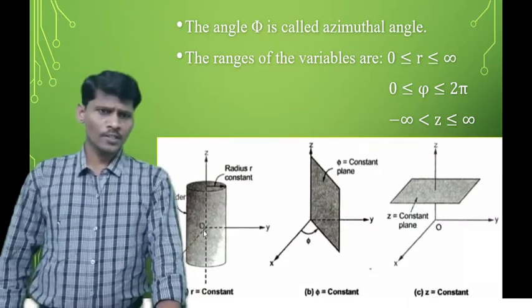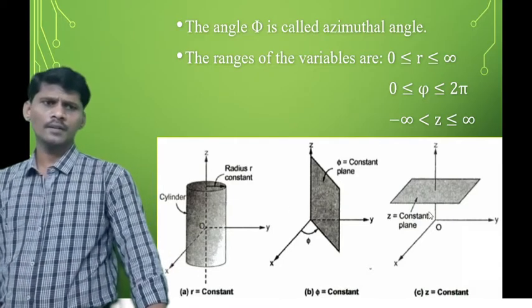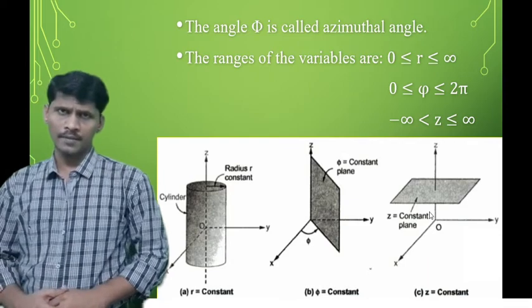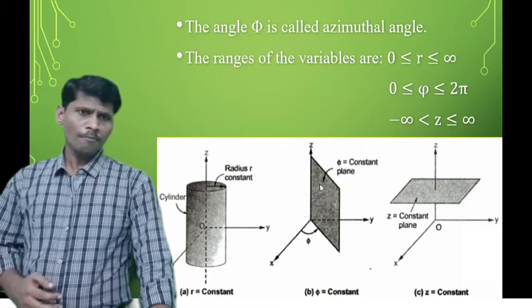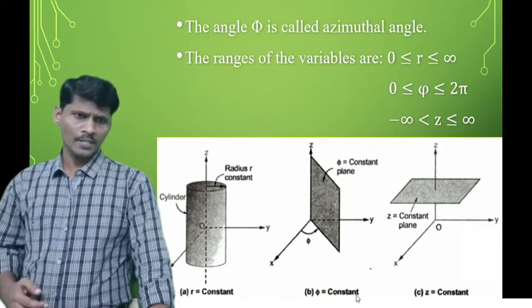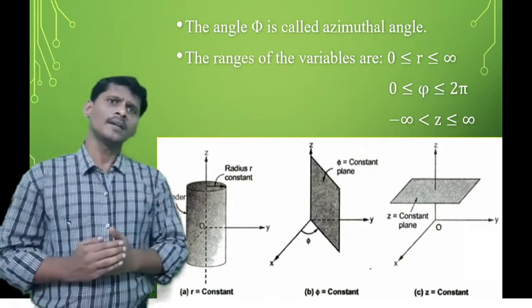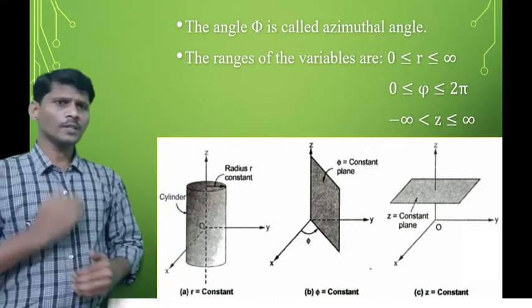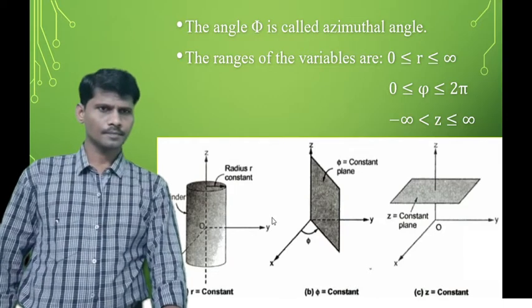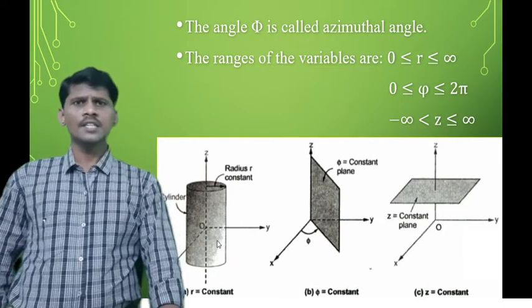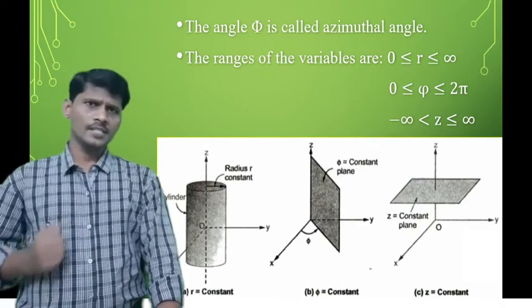In cylindrical coordinate system, this is r equal to constant plane, this is phi equal to constant plane, and this is z equal to constant plane. A plane of constant z is parallel to the xy plane. The phi equal to constant plane is a half plane perpendicular to the xy plane and at an angle phi with respect to the xz plane. And this is a cylinder, r equal to constant, and small r is the radius of the cylinder.